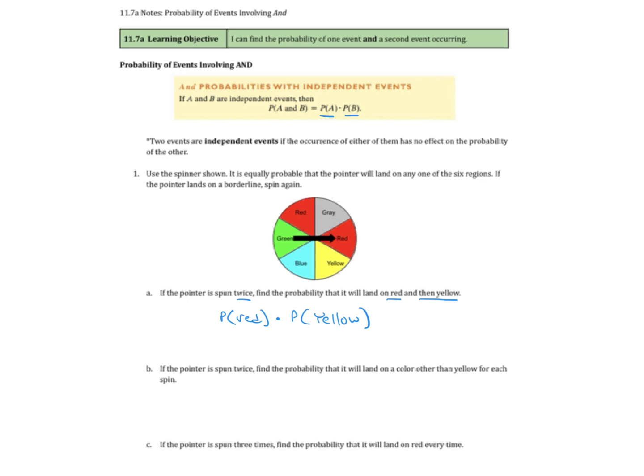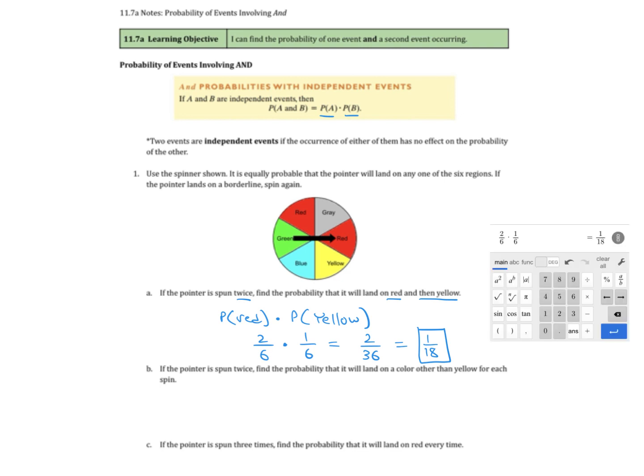The probability of red is 2 out of 6. The probability of yellow is 1 out of 6. I'm going to multiply those together. 2 times 1 is 2. 6 times 6 is 36. And then I reduce that to lowest terms, and we get 1 out of 18.